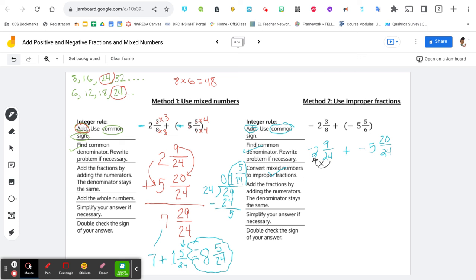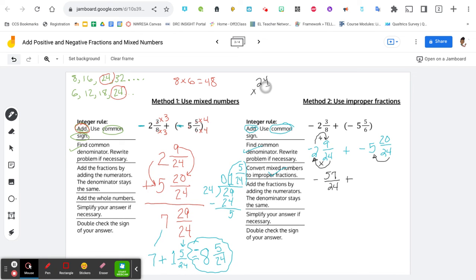24 times 2 is 48. And 48 plus 9 is 57. So this is going to be 57/24 plus 5 times 24. So I'm going to do some scratch work off to the side.